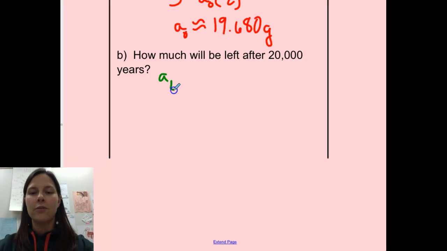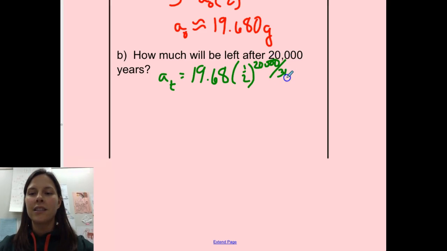This time we're solving for the amount after time. We know the initial amount was about 19.68. The element has been decaying for 20,000 years, and it has a half-life of 3,685 years. We can just punch all of this into our calculator.